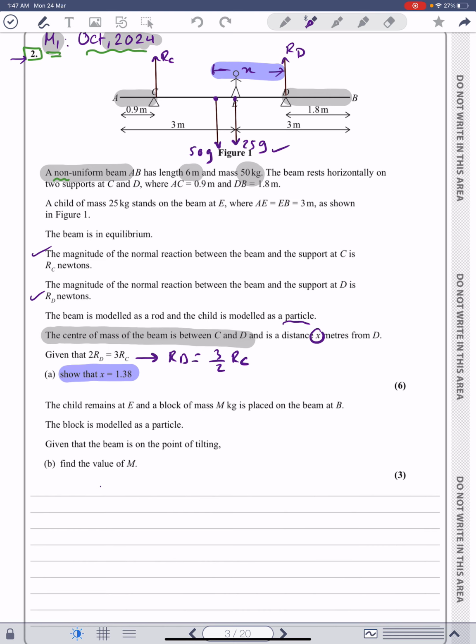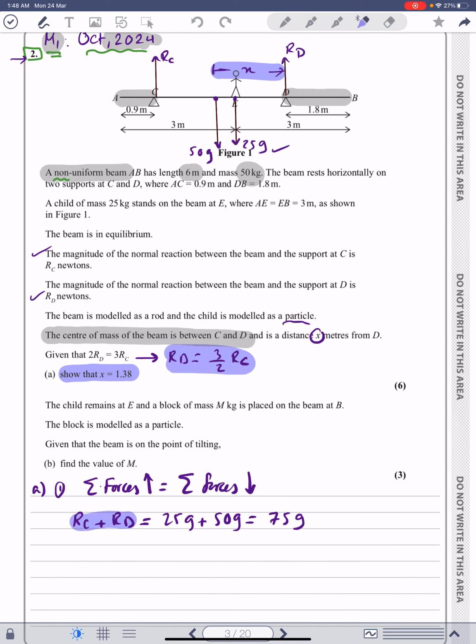Directly, once the question is talking about moments, we write two equations. So first step, we write the equation of forces. Sum of forces upwards equals the sum of forces downwards. Two forces upwards, which are RC and RD in the same direction, equal 25G plus 50G downwards, which are 75G newtons. Then you use this algebraic relationship to write this side in one unknown, which is RC.